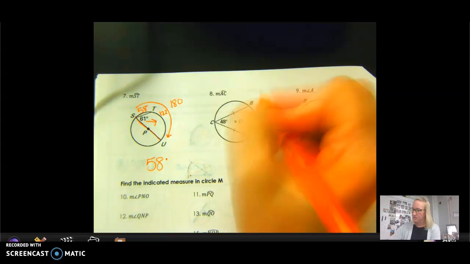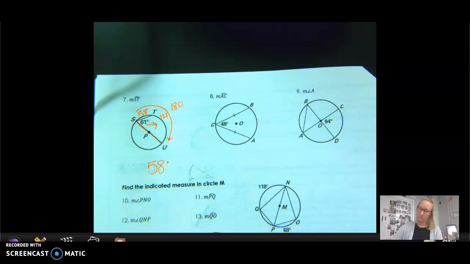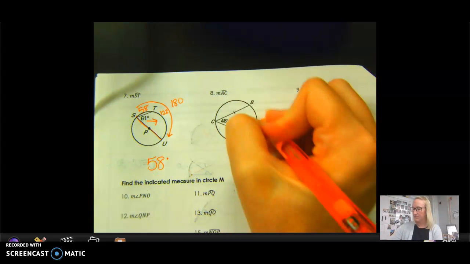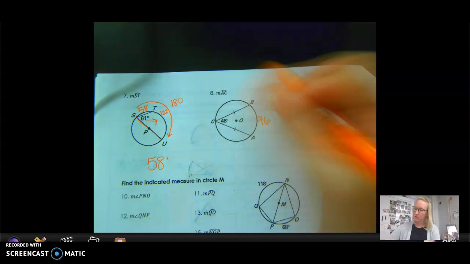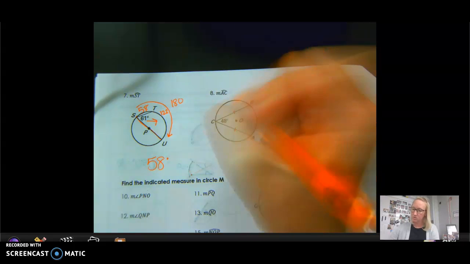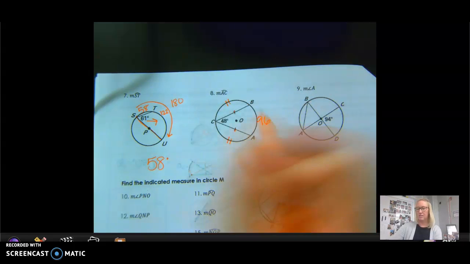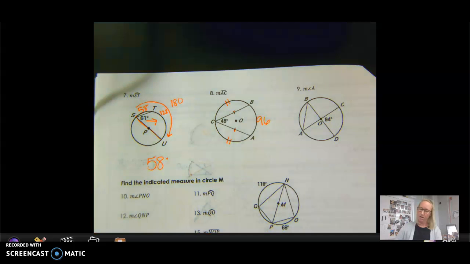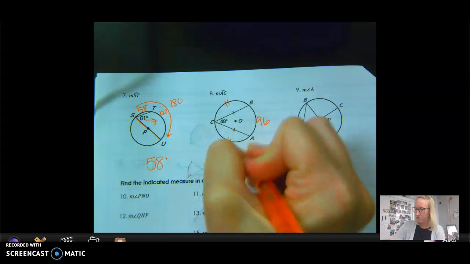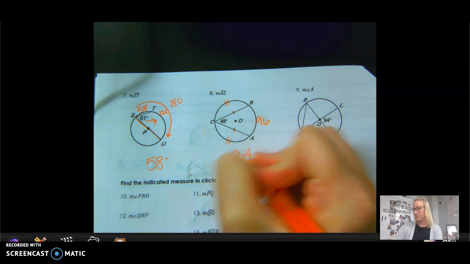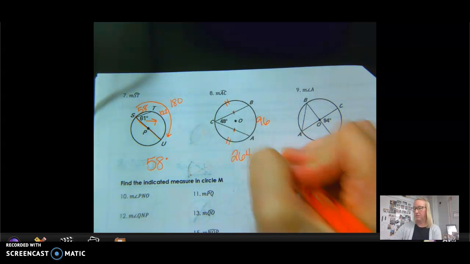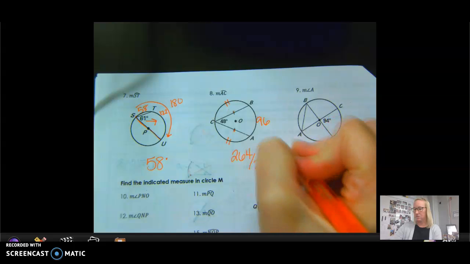A to C, so this is 48, so double that. So I'm going to do 48 times 2 to get 96. And then we learned in the last section that this is equal to this, which makes this arc equal to this arc. So I'm going to take the 360 all the way around. I'm going to subtract off that 96 that we already know about, and I get 264. And if those two are equal, I'm just going to divide this by 2 to get one of those, and I get 132 degrees.